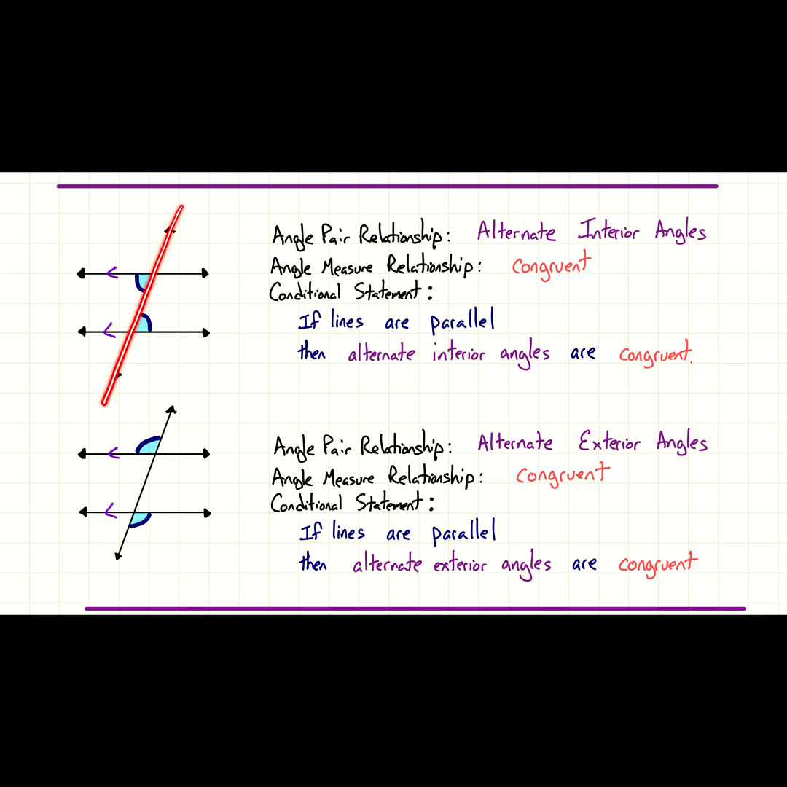And so you'll notice it's called alternate. So when I look at the transversal, these angles are not on the same side anymore. So when they're not on the same side, we call these alternate. So they alternate between one side to the other. They flip from one side to the other. So alternate interior.